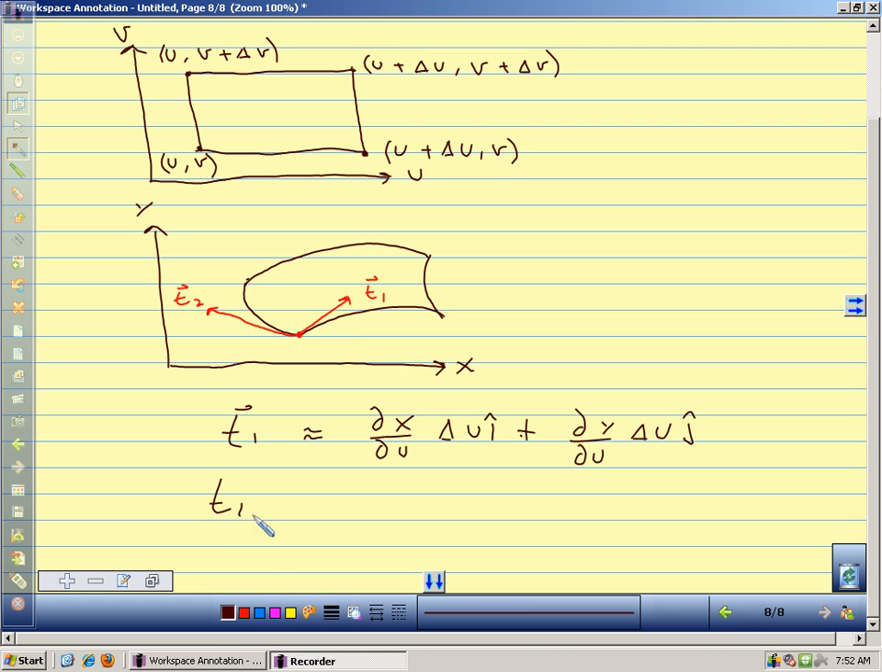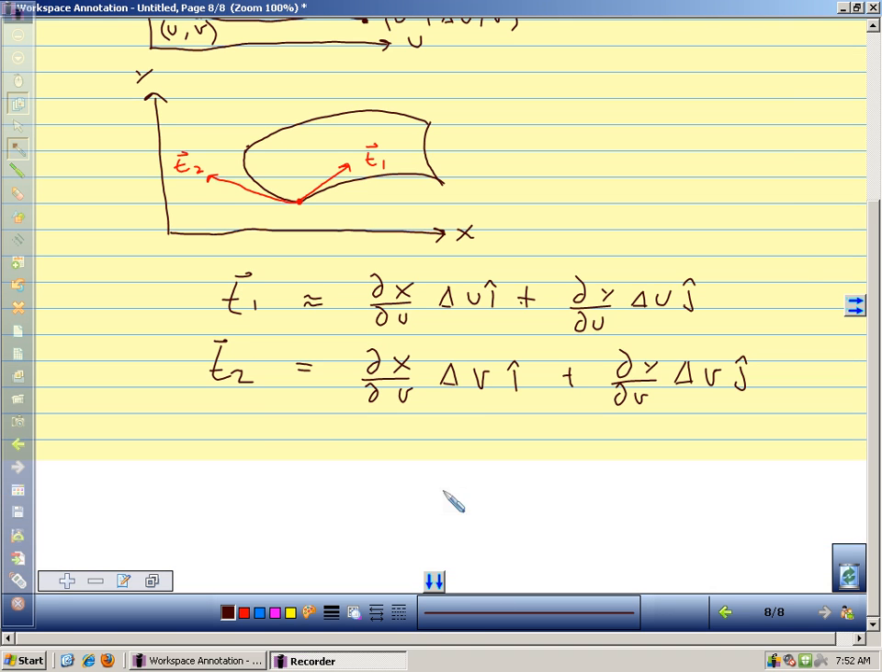And T2, similarly, we're moving in the y direction, so we're moving in v. It has to do with the change in v, so it is going to be dx/dv delta v, which is my i component, plus dy/dv delta v, which is my j component.